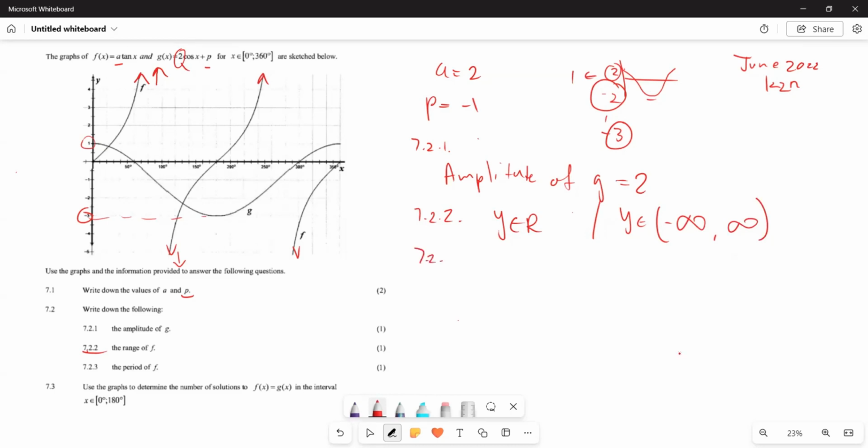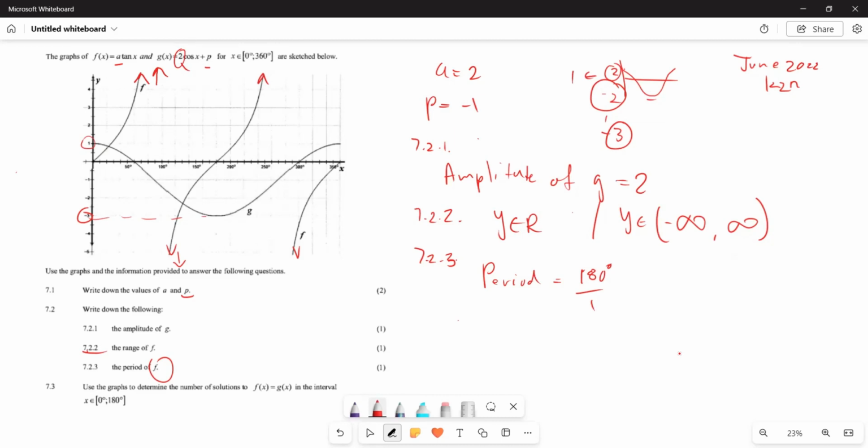Now for 7.2.3, what is it that you are given here? They want us to find out what is the period of g, right? The period of f, I mean. And we know that for the tan graph, the formula for the period is given by what? You know that the period is going to be 180 degrees divided by what? Divide by 1 in this context. Why are we saying 1?